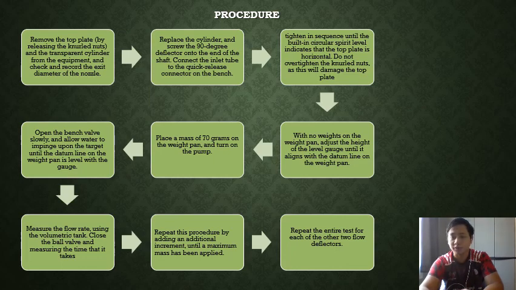With no weights at all on the weight pan, adjust the height of the level gauge until it aligns with the datum line on the weight pan. Place a mass of 70 grams on the weight pan and turn on the pump. Open the bench valve slowly and allow water to impinge onto the target until the datum line on the weight pan is level with the gauge. Measure the flow rate using the volumetric tank and the ball valve, and measure the time it takes. Repeat this process, adding an additional increment until the maximum mass has been applied. Lastly, repeat the entire test for each of the 2 flow deflectors.